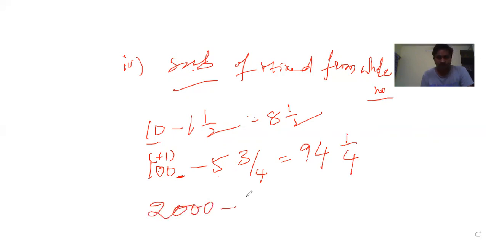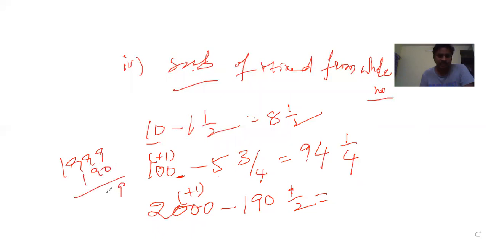2000 minus 190 1/2. Here in 2000, we place 1 as spare. Now the remaining is 1999 minus 190. Subtracting, 1809. 1 minus half is half.